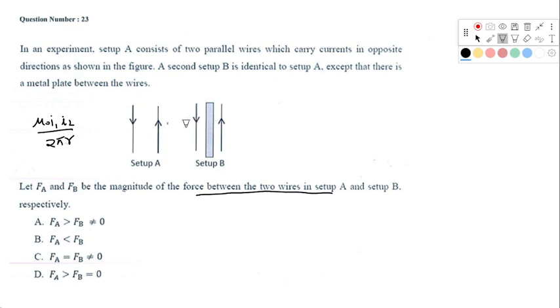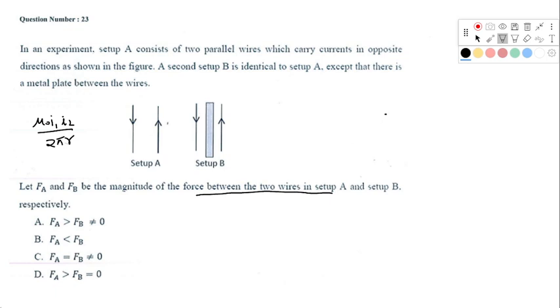Now the question is asking to compare the force per unit length between two wires. Okay, the question is asking the force, not the force per unit length. But we can say that whatever is the force in the setup A, the same value will remain in the setup B. The presence of the metal might change the net force, but if you talk about the force between the two wires, then that is exactly going to remain the same.